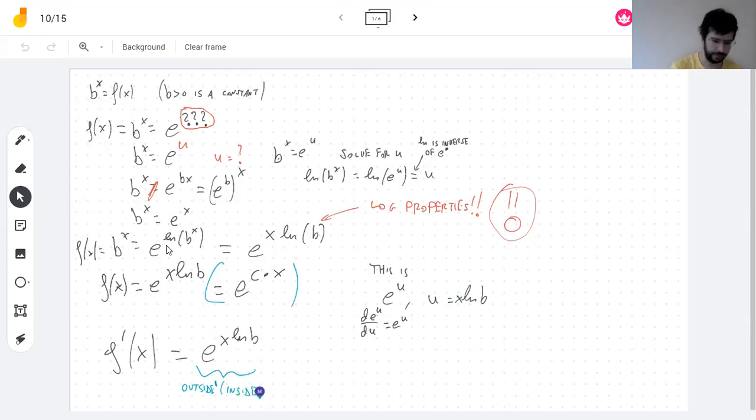And then I'm supposed to multiply by the derivative of the inside. And do not be fazed by the logarithm of b there. This is just a constant times x. So the derivative of a constant times x by the power rule is just that constant, because x to the 1 prime is 1, x to the 0. So just multiply by that constant.